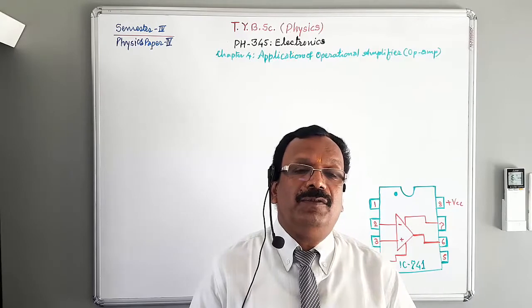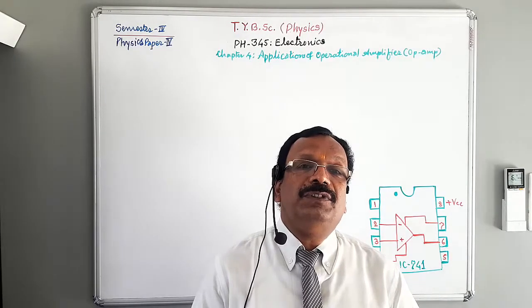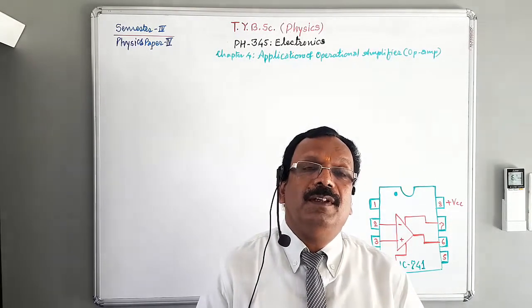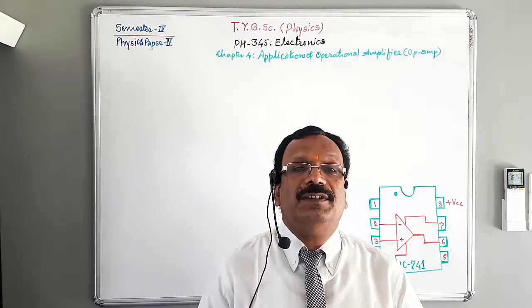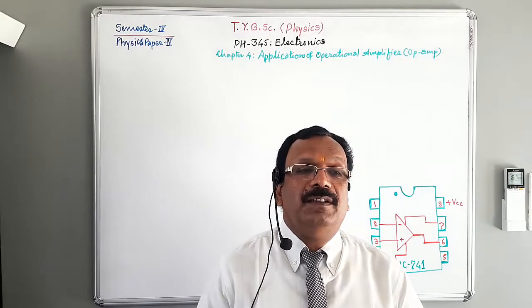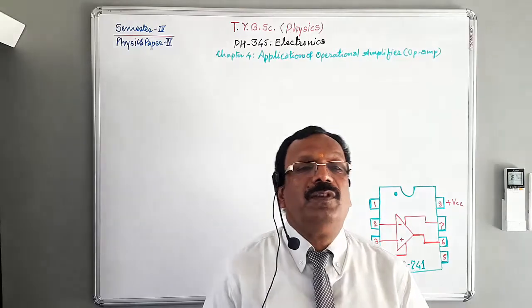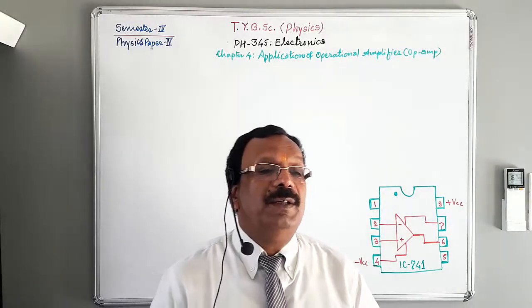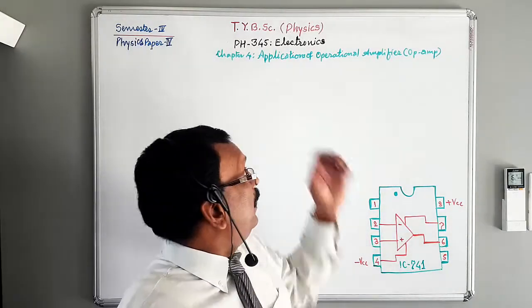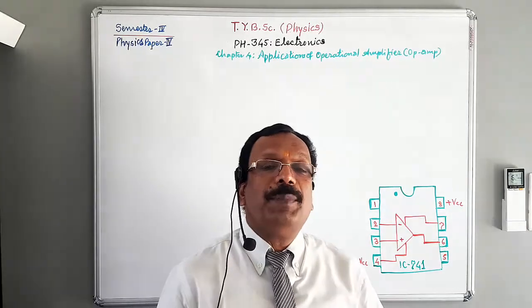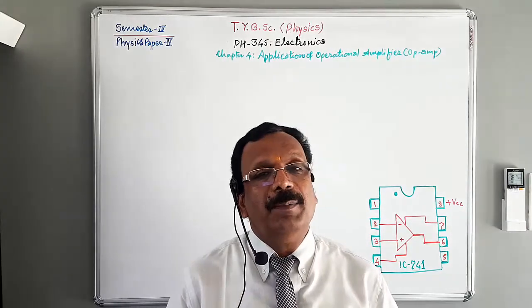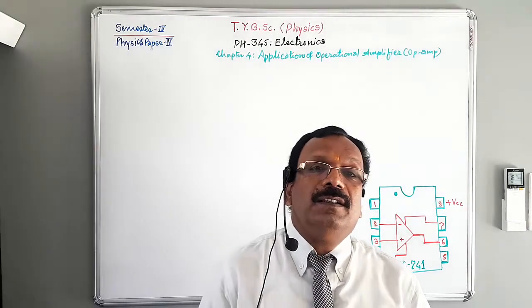Today we are going to start a new chapter of this fourth paper, Electronics. The chapter number is also 4, and the title of the chapter is applications of operational amplifier, that is, applications of the OpAmp.